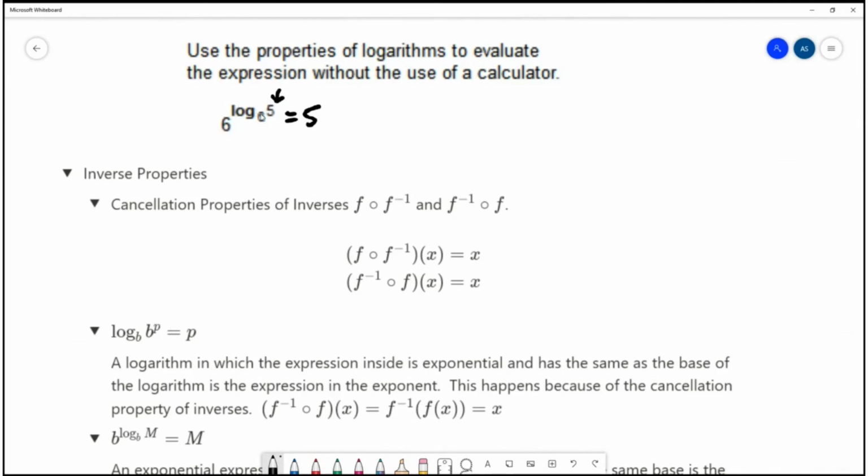Just to repeat it one more time, we have an exponential base 6 and a log base 6. Those are inverse functions. Those operations cancel, and we're left with the input of 5.